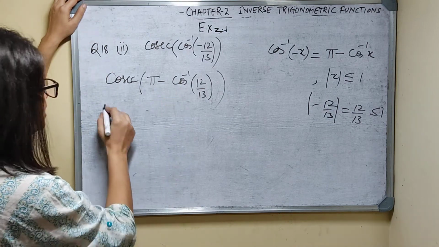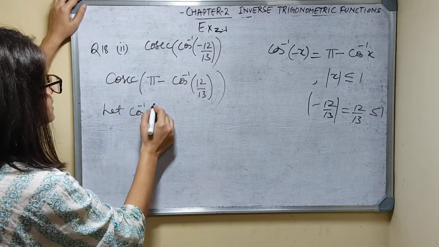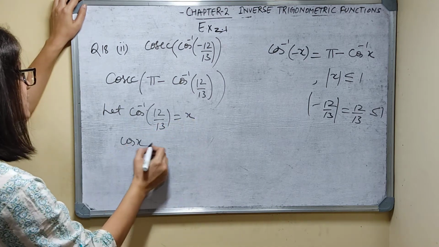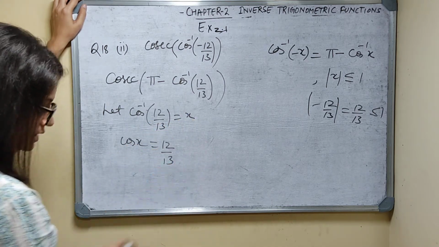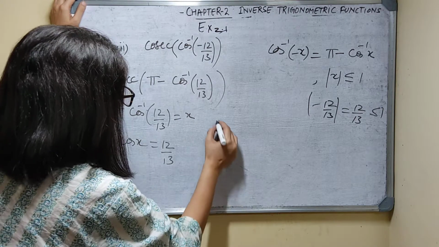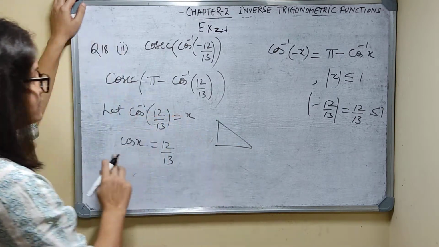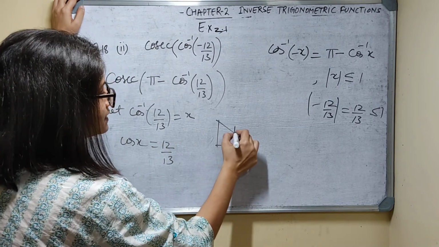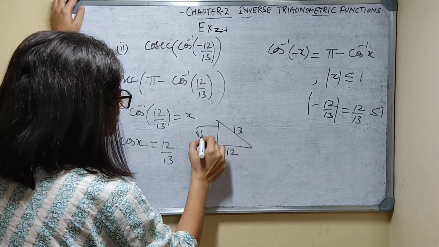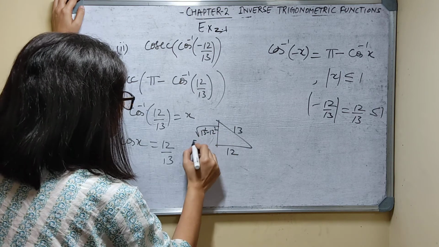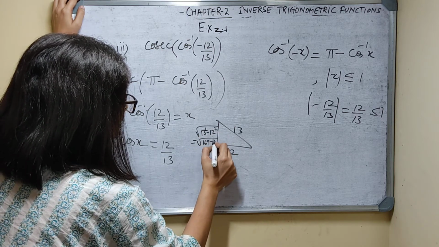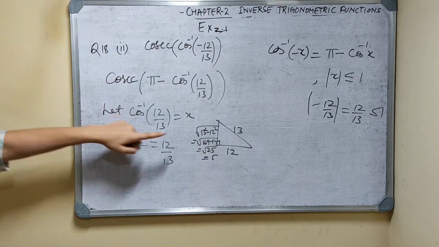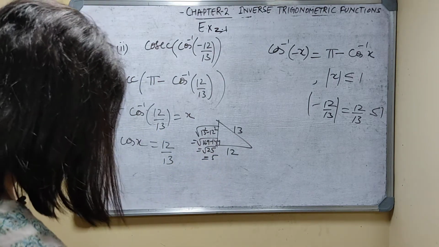So let cos inverse 12 by 13 be equal to x. So I can say cos x is equal to 12 by 13. So this is 12, this is 13, and you can find the third side: 13 squared minus 12 squared, so 169 minus 144, which is 25. So this is 5. So cos x you know.